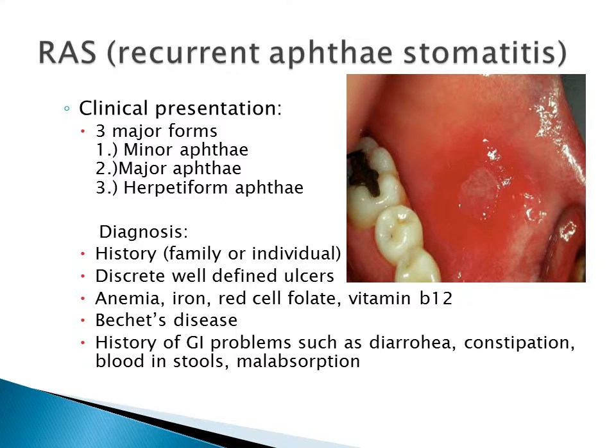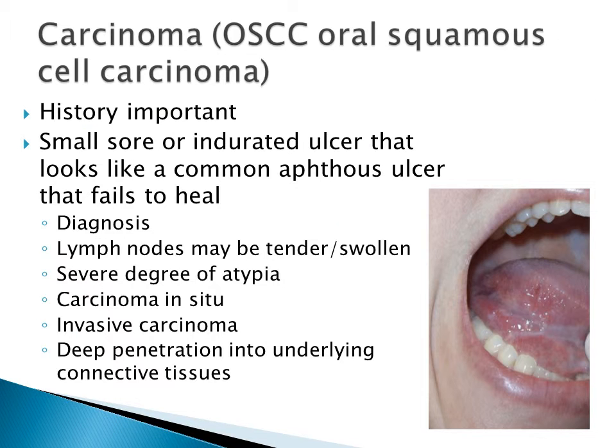Upon examination, a positive family history, distribution only on the non-keratinized mucosa, sharp, well-defined edges and scarring upon the soft palate, major aphthae, would make RAS a likely diagnosis. Special investigations including checking for anemia, iron, red cell folate and vitamin B12 status, as well as history of diarrhea, constipation or blood in stools is important in excluding underlying conditions. A formal examination to rule out carcinoma is paramount.